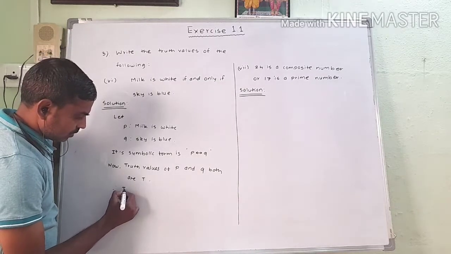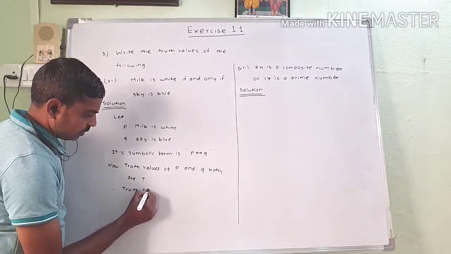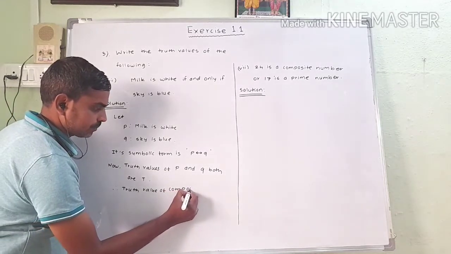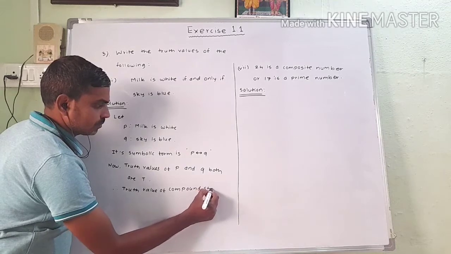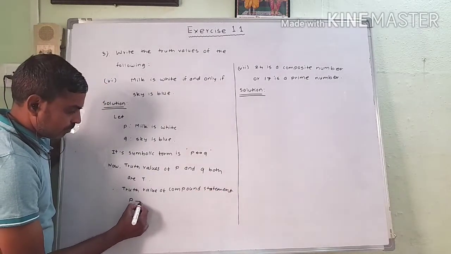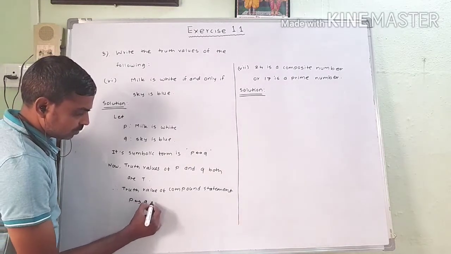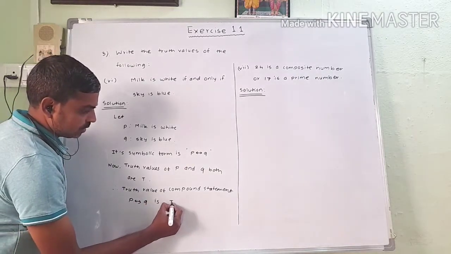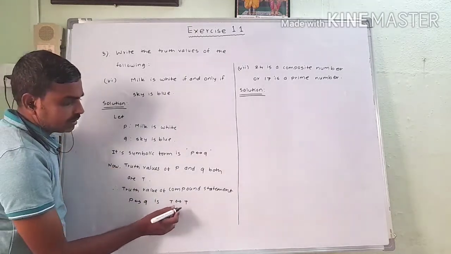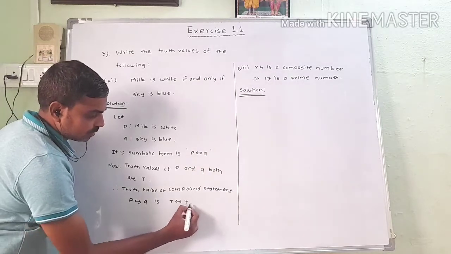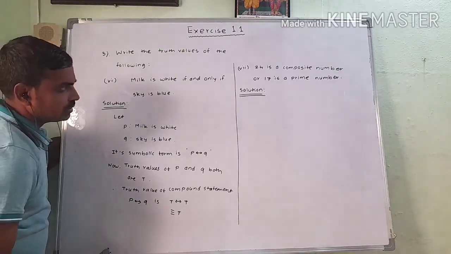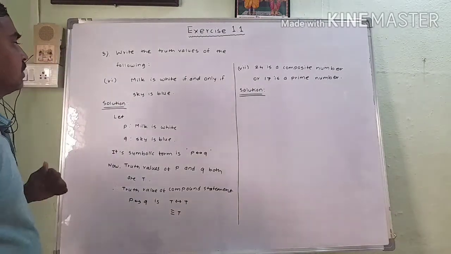Therefore the truth value of the compound statement P double implies Q is T double implies T, and if identical truth values are here, therefore this truth value is capital T. Therefore the truth value is capital T in this compound statement.